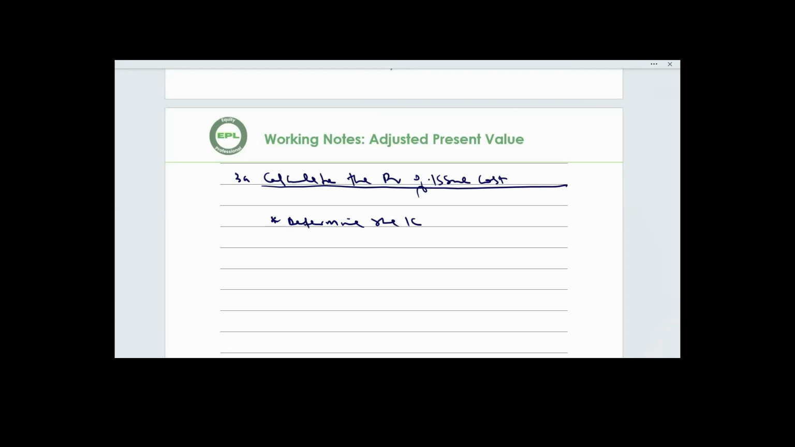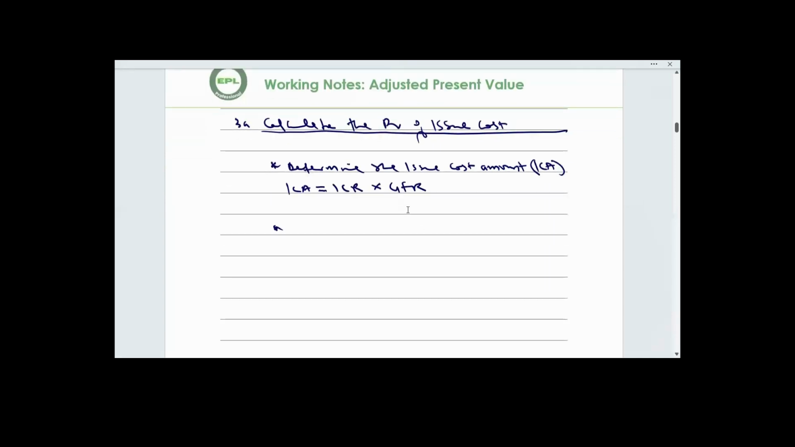Let me write that in full. Issue cost amount, ICA. So the issue cost amount is equal to issue cost rates multiplied by gross finance required. That will give you the issue cost amount. So once this is done, then you now move to step 2. Step 2 is to calculate the PV of issue cost in year 0.